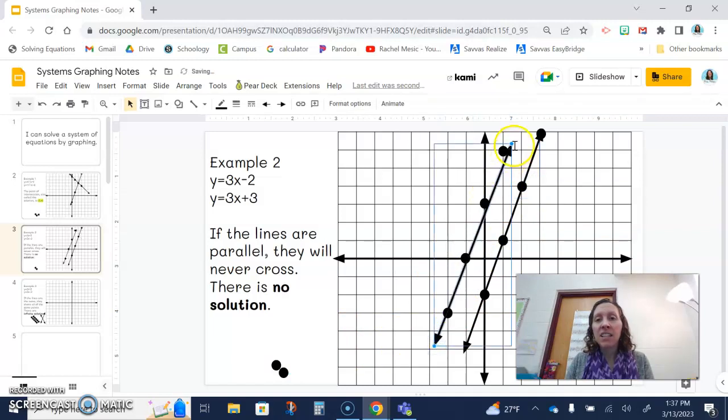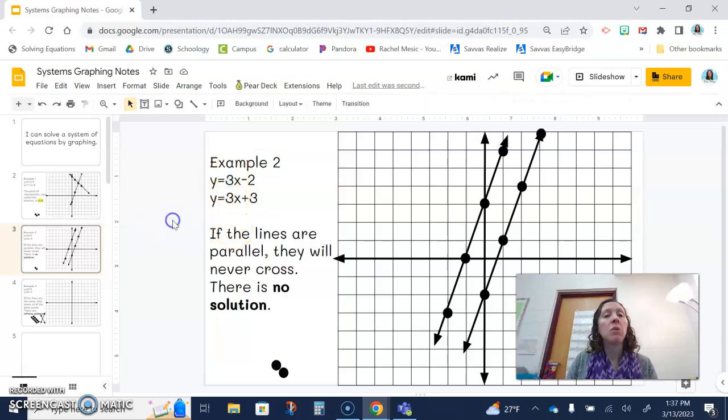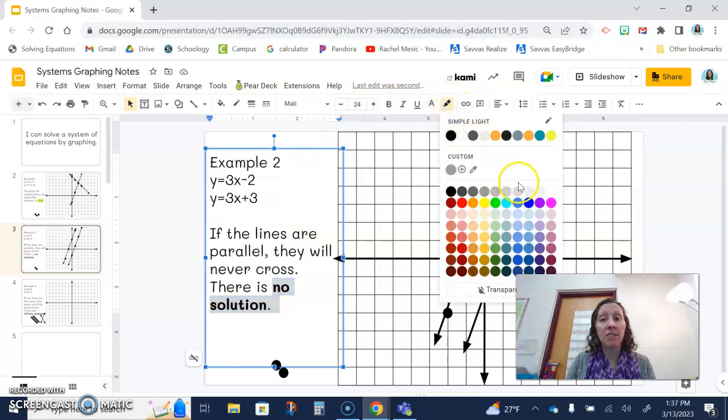All right, these lines are parallel. They will never cross. We could also tell that they are parallel because the slope is 3 for both of them. Okay, they will never cross. So therefore, the answer is called no solution.